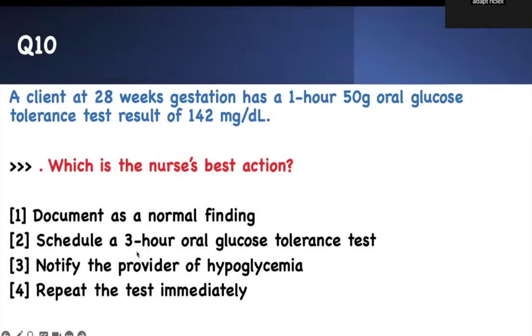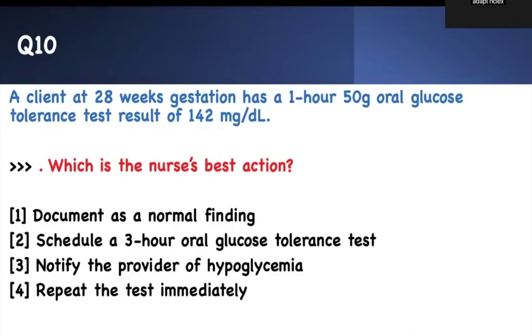Last question. I know you got it. Put it down. Let me know. The client at 28 weeks has a 1 hour 50-gram oral glucose tolerance test of 142. What do you want to do? Document this as normal. Schedule the patient for a 3-hour test. Notify the provider for hypoglycemia.